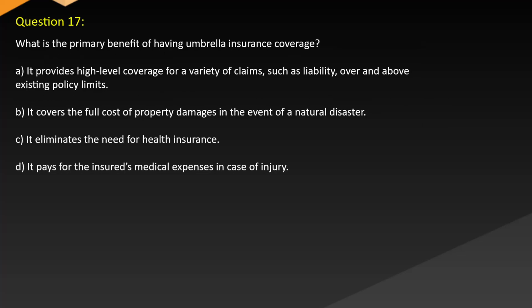Question 17. What is the primary benefit of having umbrella insurance coverage? A. It provides high-level coverage for a variety of claims, such as liability over and above existing policy limits. B. It covers the full cost of property damages in the event of a natural disaster. C. It eliminates the need for health insurance. D. It pays for the insured's medical expenses in case of injury.